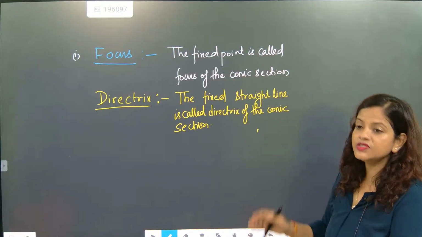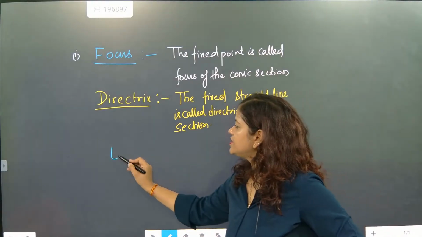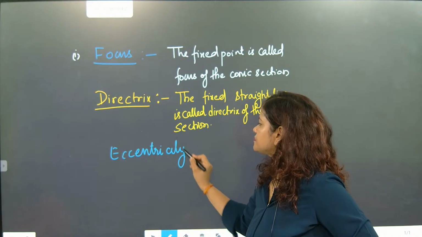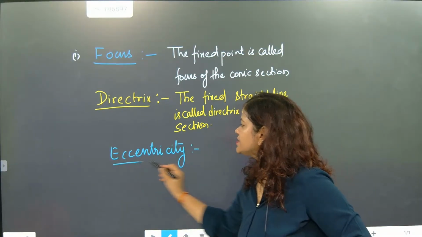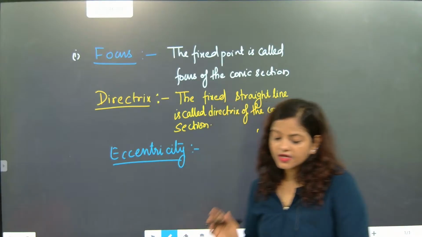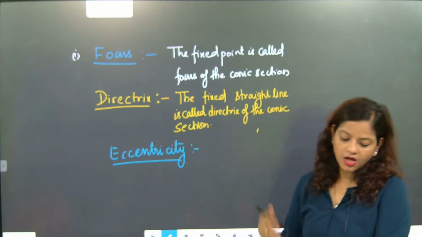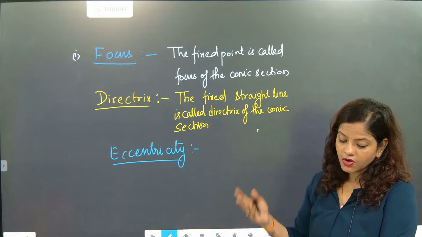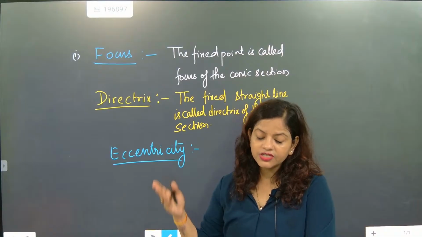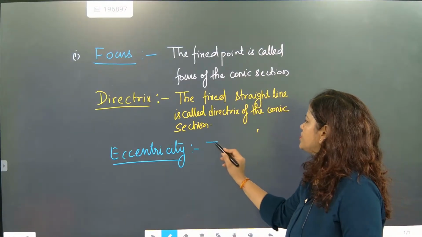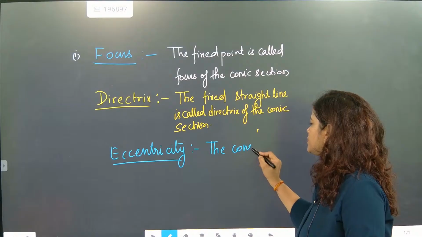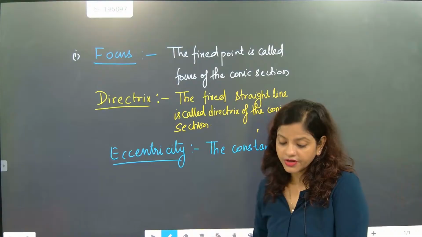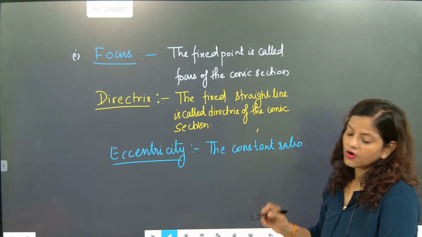Okay, so now next comes the eccentricity. Note down eccentricity. When somebody asks you about eccentricity, what answer are you going to say? The answer is the constant ratio. The constant ratio is called the eccentricity of a conic section. I'll explain what is the meaning of constant ratio.